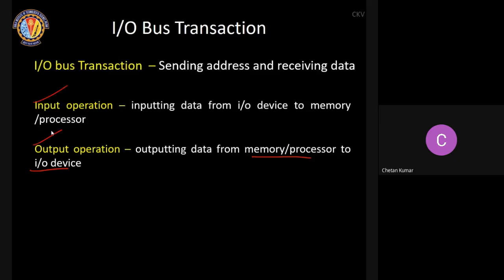Typically, what kind of instructions are used to have this kind of communication? When I say I want to input data from an IO device to memory or a processor, where memory and processor are considered to be a single unit here, if I want to send some data from an input device to the processor, you need some instructions to support it, right? No, not just interrupts. Instructions. I'm talking about instructions. In 8086, you would have studied these instructions.